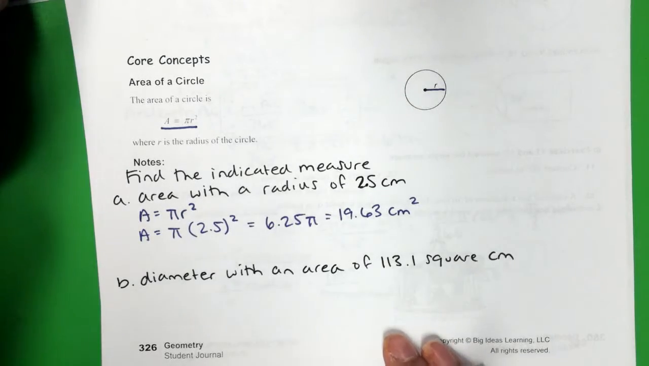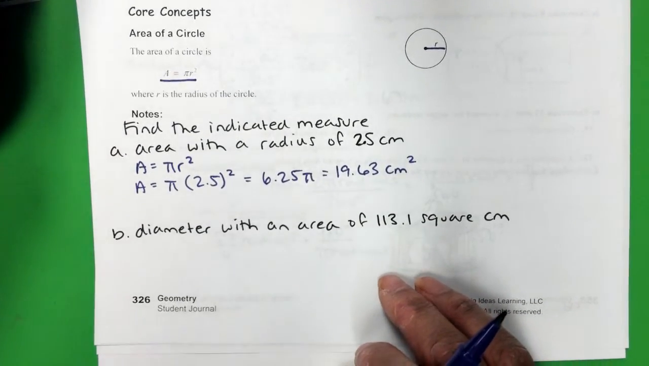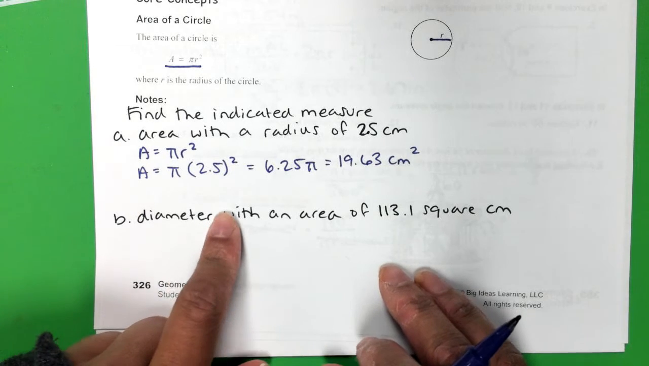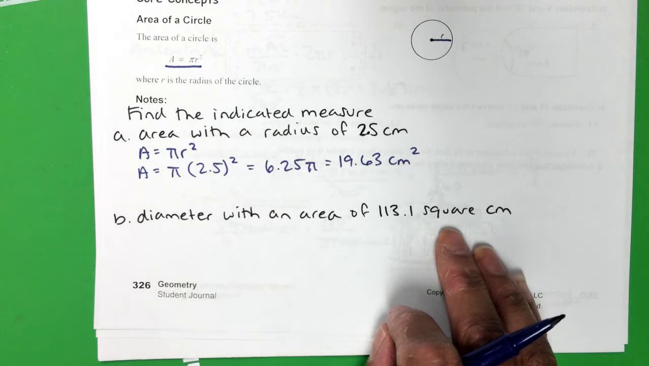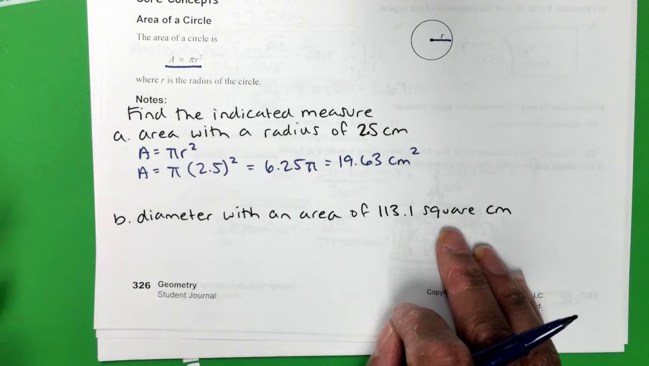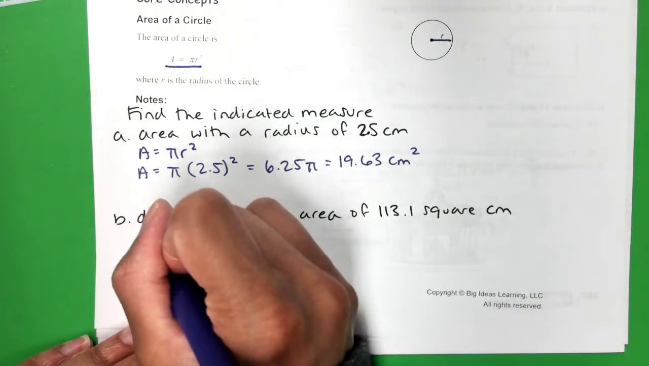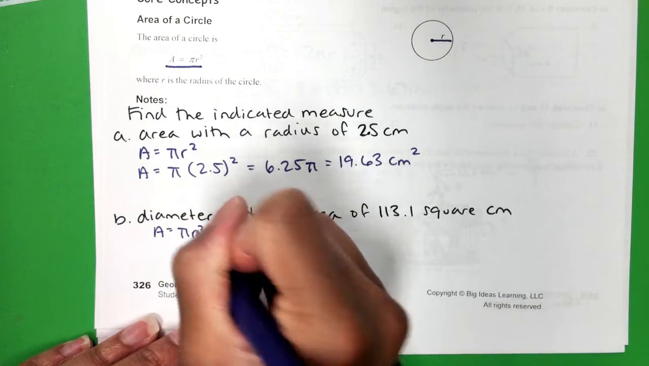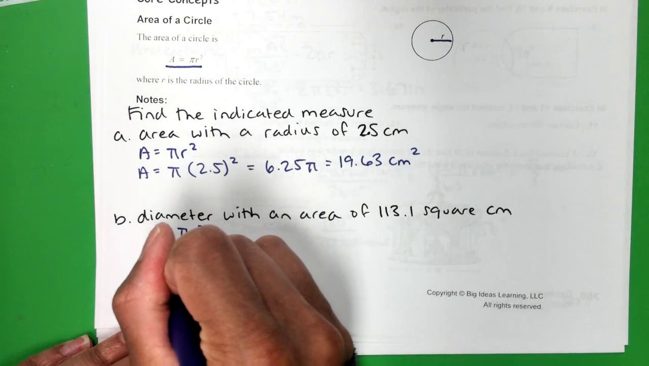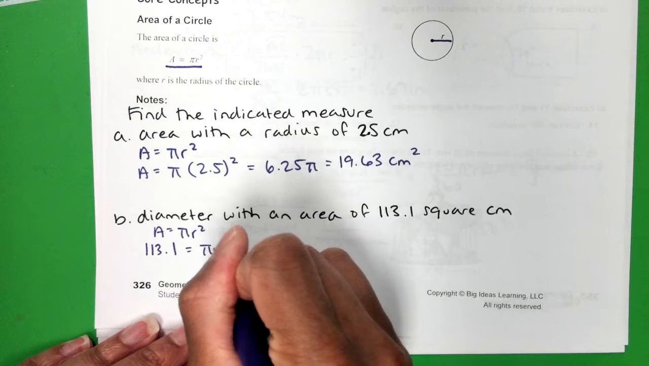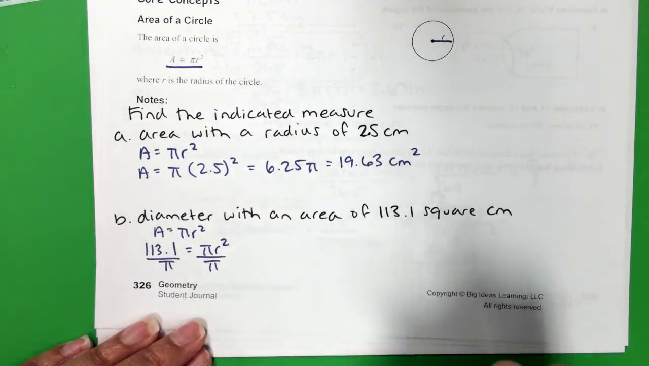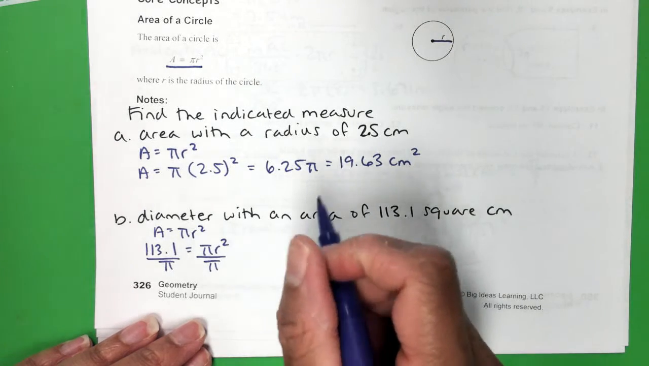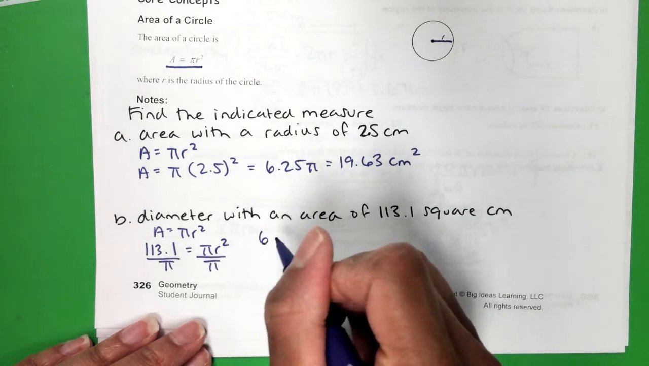And then let's see if we want to try something different. So we have diameter with an area of 113.1 square centimeters. So remember, diameter is double the radius. So let's go and find the radius first, and then we can find diameter. So area, we know, equals pi r squared. We are given the area of 113.1, and you can divide by pi on both sides, so you at least get r squared by itself.